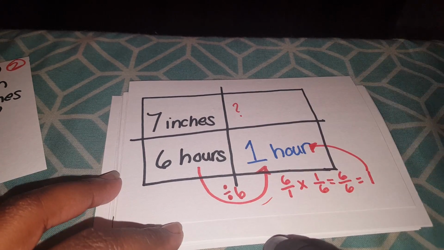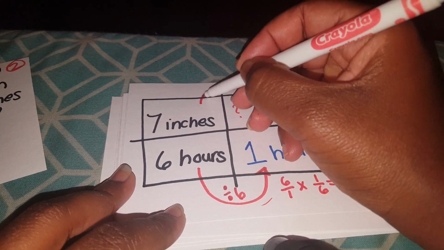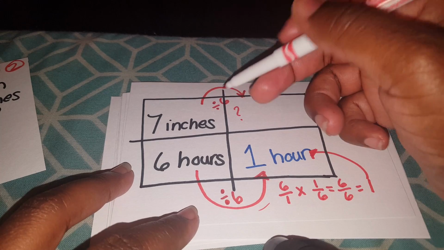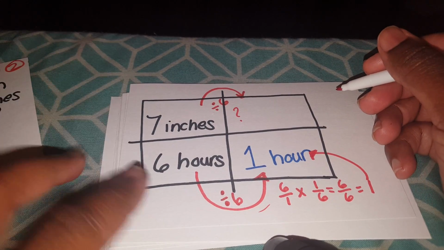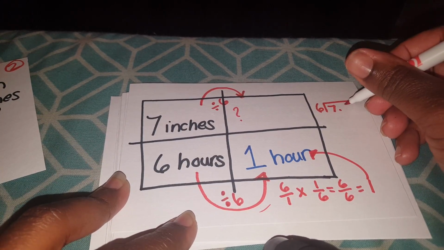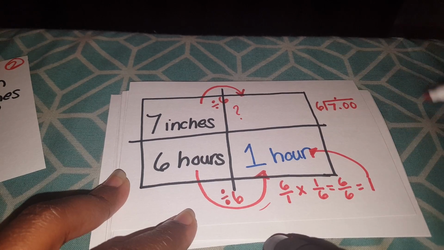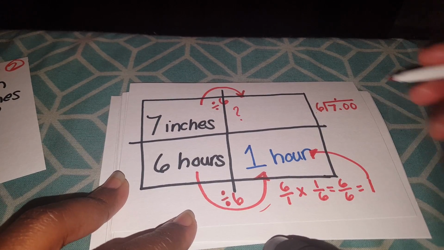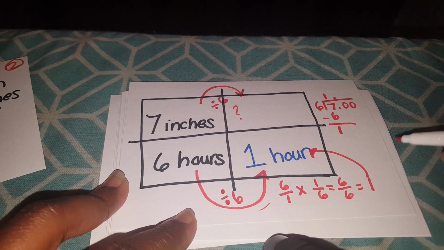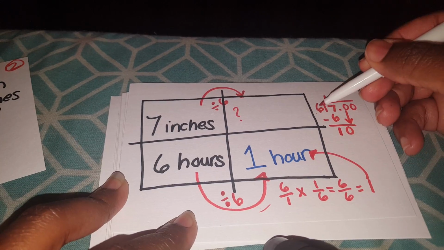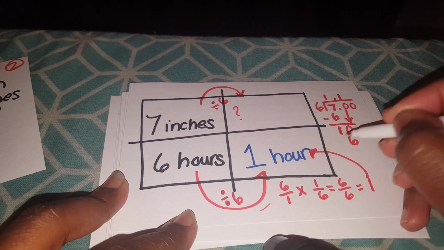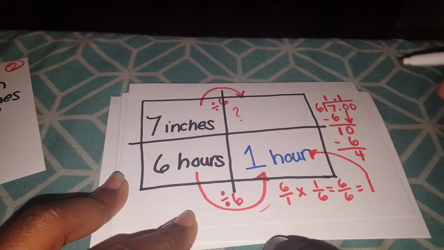So if I divide by 6 at the top, that means I'm going to do some little long division on the side. I'm going to do 7 divided by 6. So let's do this. Got to add a decimal, couple zeros, bring the decimal to the top. 6 goes into 7 once. 6 times 1, 6. Subtract. Got 1. Bring that 0 down. 6 goes into 10 once. 6 times 1, 6. Subtract, we get 4.